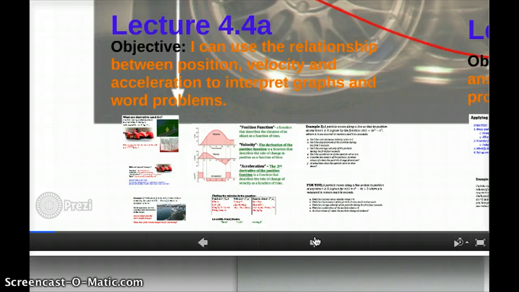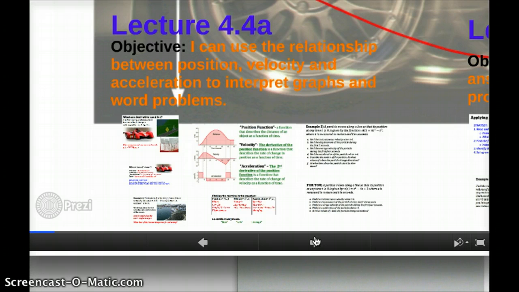The objective is that by the end of this lecture, you understand the relationship between position, velocity, and acceleration, and you can use those relationships both when you're looking at graphs and when you're looking at word problems. That's what I'm expecting you to be able to do when you come into class tomorrow.